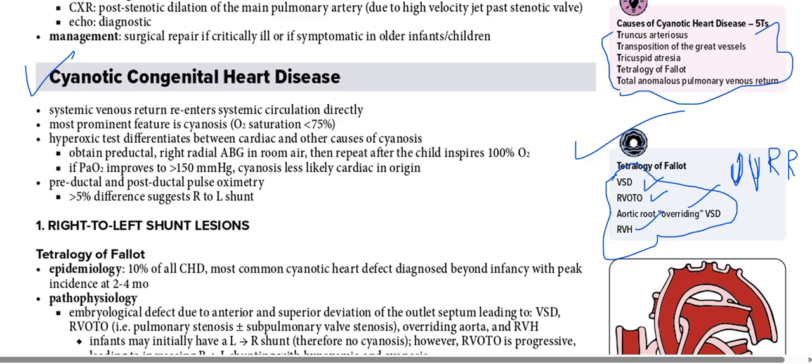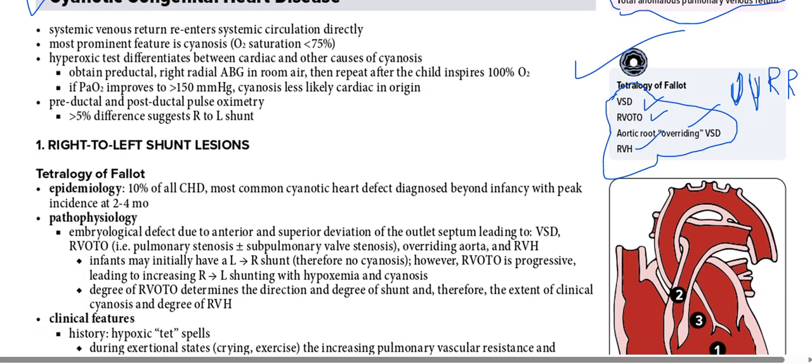2V's and 2Rs. Alright, now I read about cyanotic congenital heart disease. Systemic venous return re-enters systemic circulation directly. The most prominent feature is cyanosis. As the name shows, cyanotic congenital heart disease, so there will be cyanosis, meaning oxygen saturation is less than 75%. Alright, so cyanosis means the oxygen saturation is less than 75%.